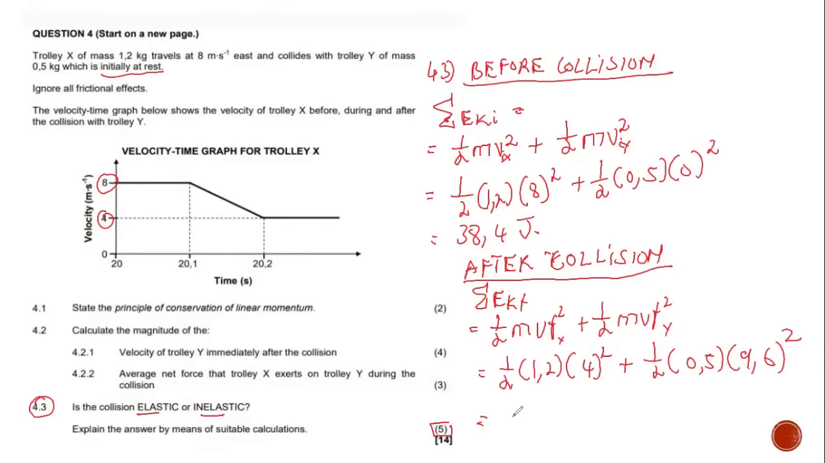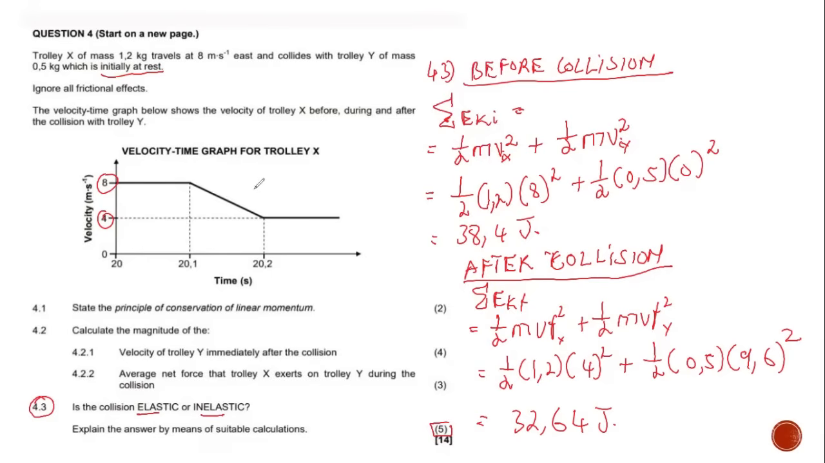And then here, when we calculate, we end up with 32.64 joules. And as you can see, there is a decrease in kinetic energy from before the collision to after the collision, meaning there was loss in kinetic energy. Some of the kinetic energy was converted to other forms of energy.